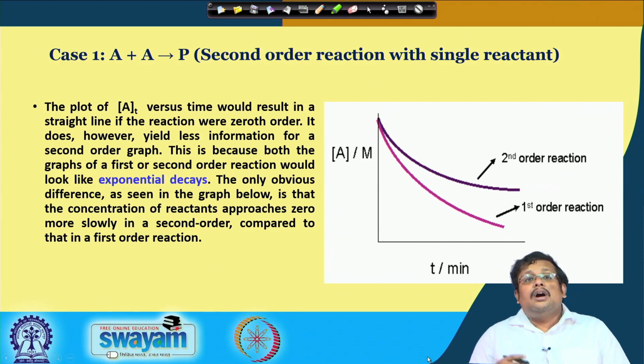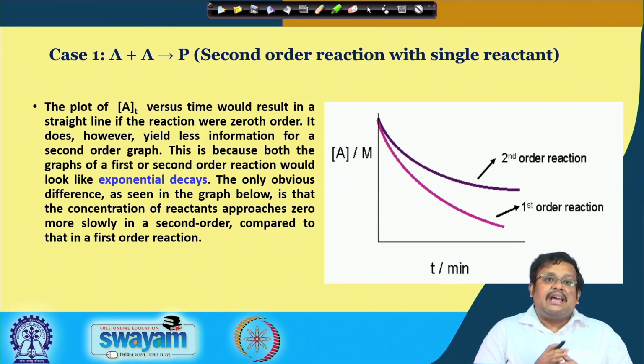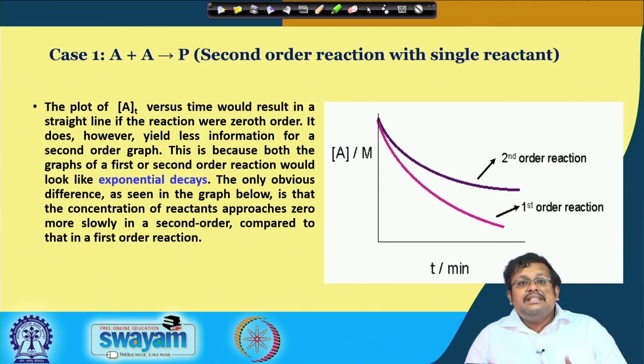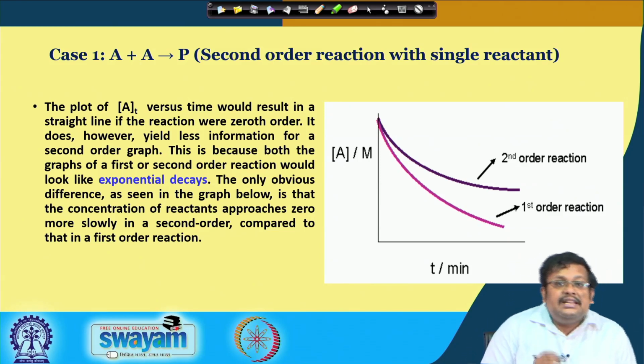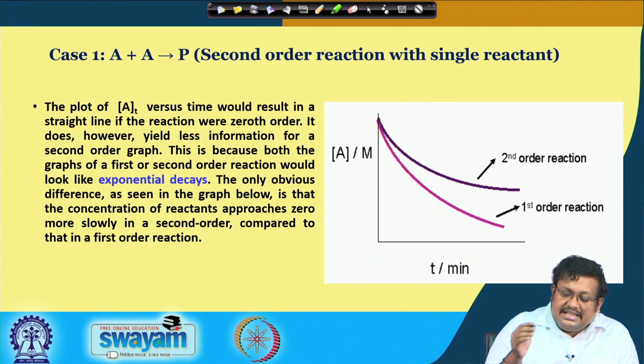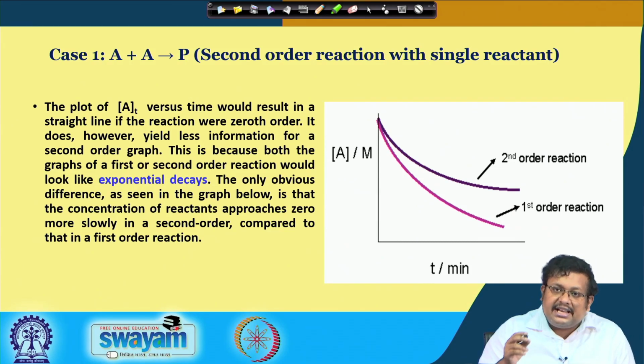Now, the plot of At versus time would result in a straight line if the reaction were 0th order. So, if we plot At versus t, then we will get a straight line for a 0 order reaction. It does, however, yield less information.